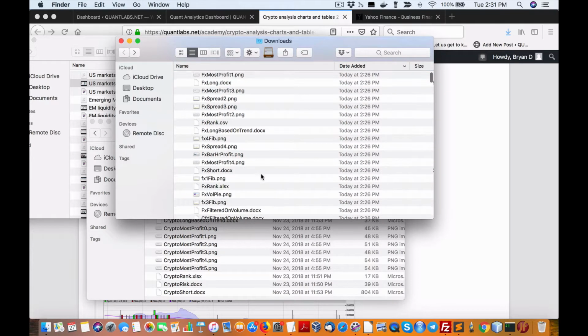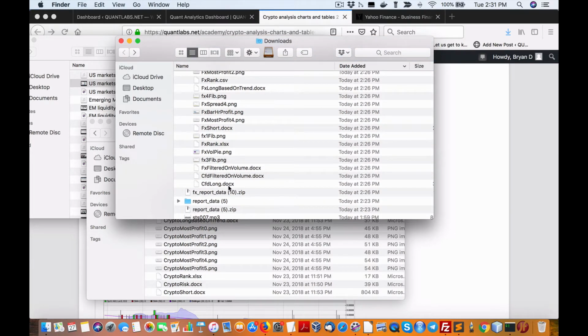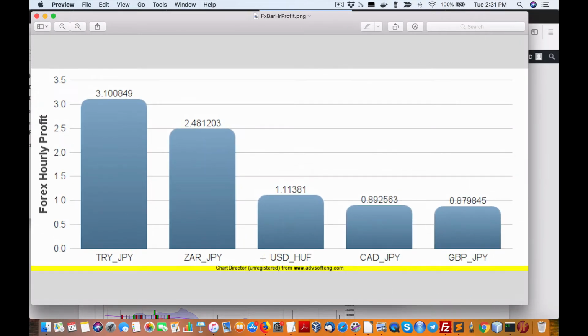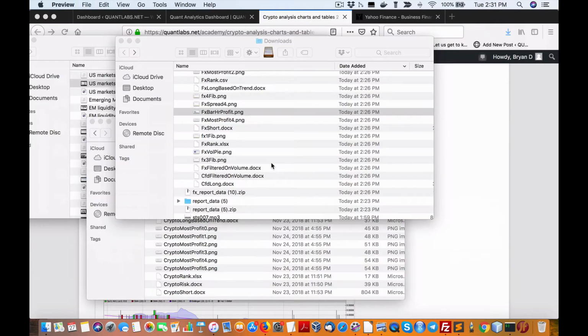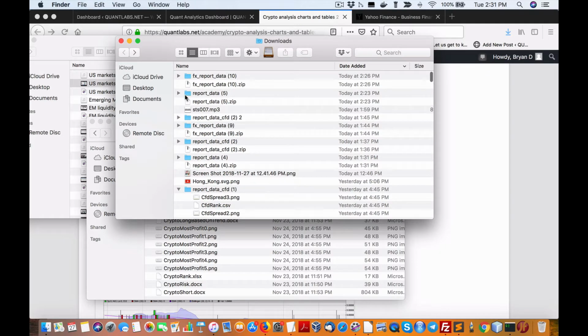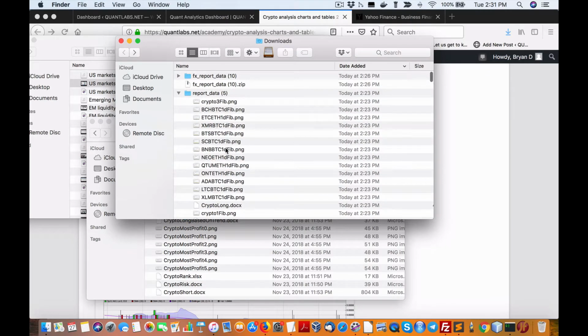Just want to show you that things are not so bad in the world of crypto. If I can just find, okay, here's the first one right here: FX bar hourly profit.png. Okay, so we can preview it here on Mac or whatever. But here's the thing. Am I in the right? No, I'm in the wrong directory here. This is what we can get.